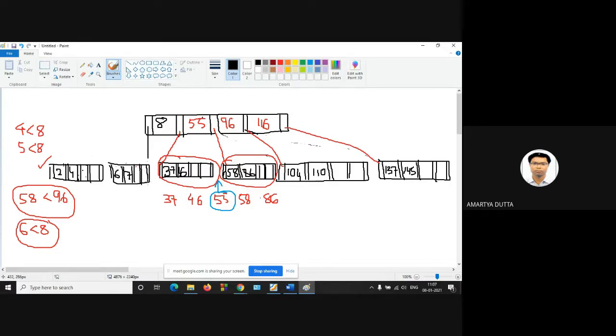Next one. So 5 will be moved up. Now 5 is in the root. If 5 is in the root, then what should I do? 5, 8, 55, 96, 116. Total 5 keys will be there. So we have to split again, and the median will be sent up. Yes, we have to split this entire node, and 55 now becomes the new root.